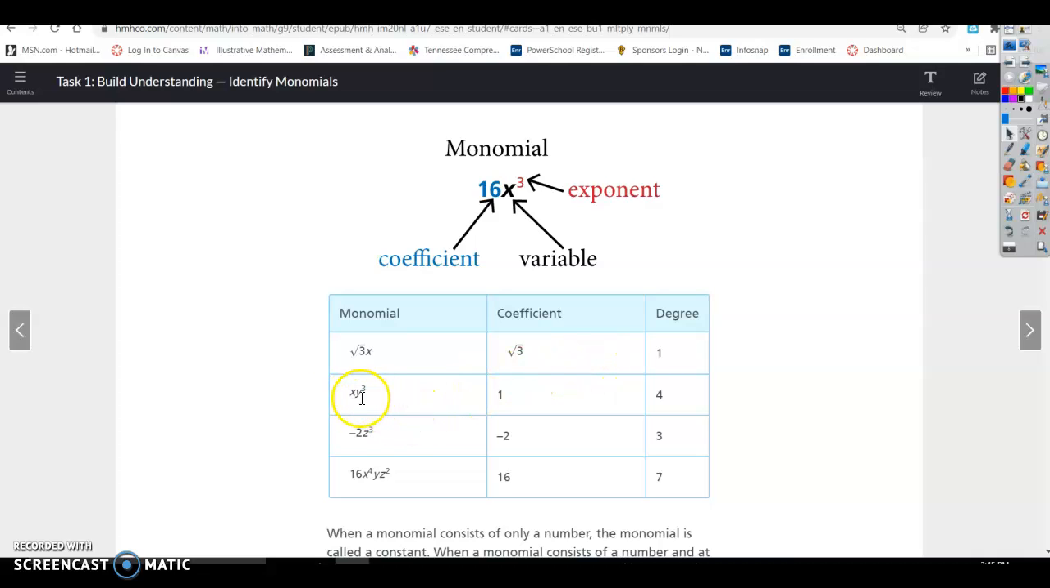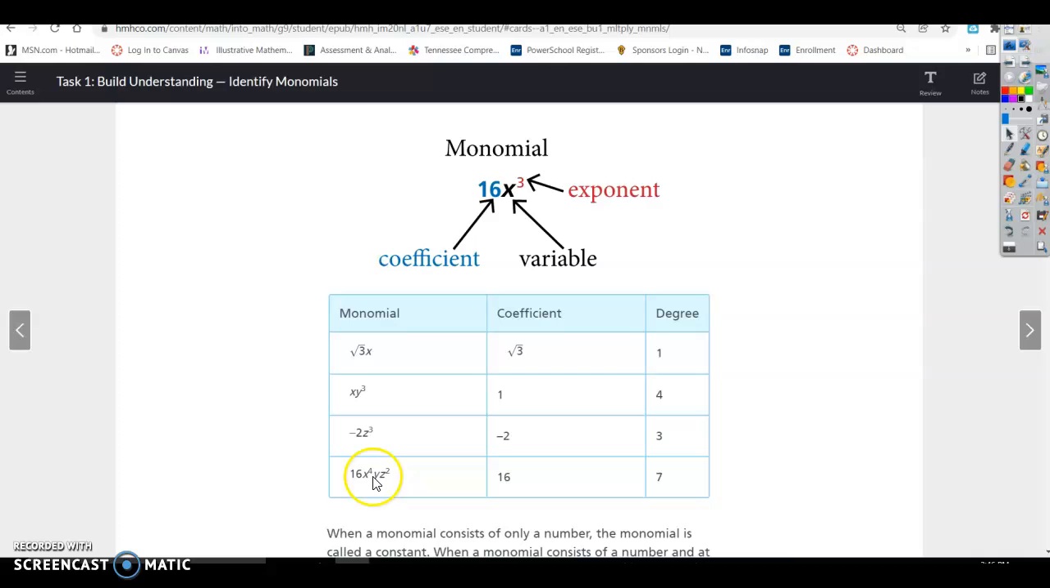And then this one's xy cubed, so the x would have an exponent of 1, and 1 and 3 make degree 4. Since there's no number in front, the coefficient is assumed to be a 1. All right, so you have negative 2x to the third power. Negative 2 is your coefficient, and 3 is your degree.